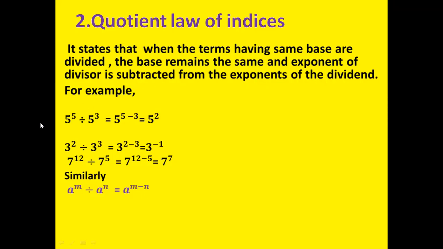For example, 5 to the power 5 divided by 5 to the power 3, write only one base. They must have same base, right? Only one base, and power should be subtracted. 5 minus 3, this will be 5 square. So look at 3 square divided by 3 cube, then 3 to the power 2 minus 3, then 3 to the power minus 1. And 7 to the power 12 divided by 7 to the power 5 equals 7 to the power 12 minus 5, that means 7 to the power 7. Similarly, a to the power m divided by a to the power n equals a to the power m minus n. This is known as the quotient law of indices.